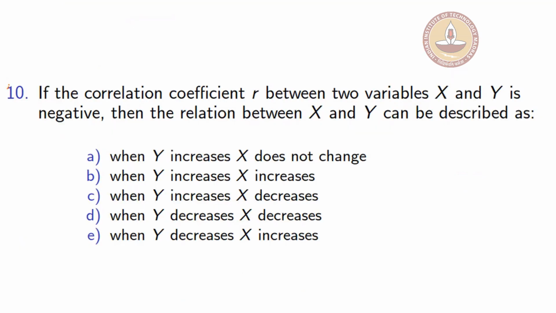The next question here is the first question. The question says, if the correlation coefficient r between two variables x and y is negative, then the relation between x and y can be described as. Then how will you describe the relation between x and y?